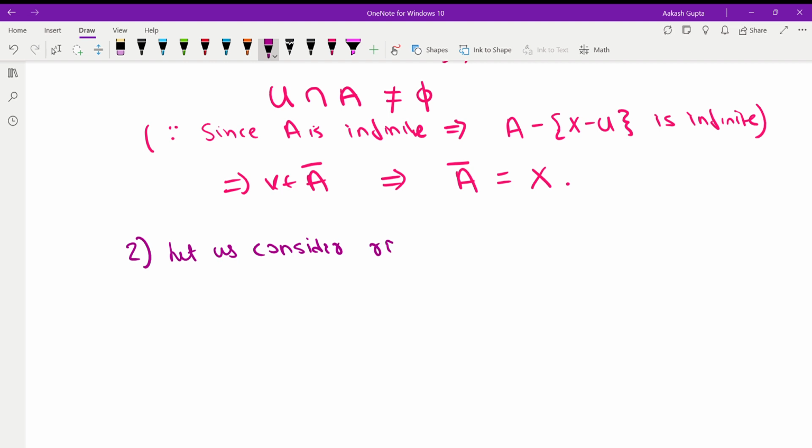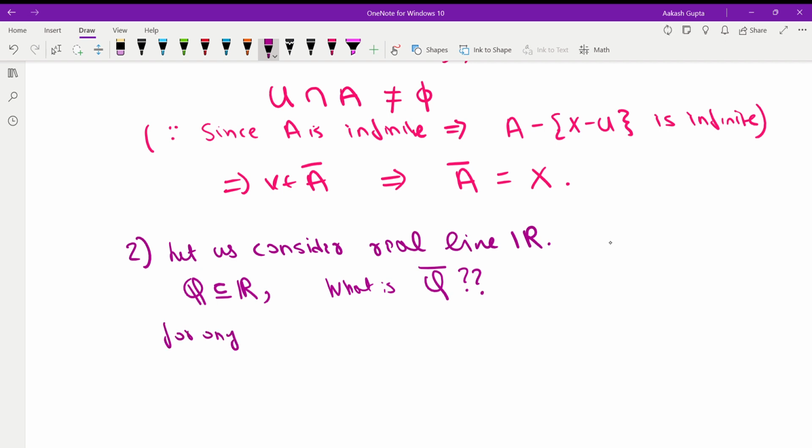Let us consider the real line R. I have already told you what the real line R is. Q means the set of rational numbers. Let us see what Q closure is.